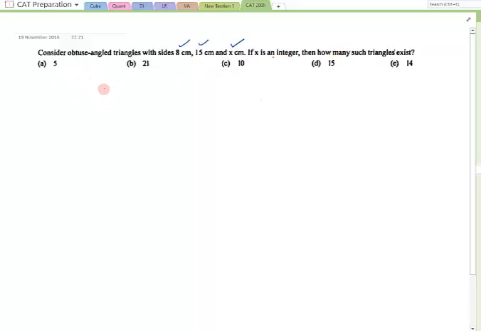So first you will have to make two cases in this kind of a question, because we do not know whether x is the largest length or 15 is the largest length. So if x is the largest length, then this angle will be obtuse. This is 8, this is 15, and this is x. And the other case can be where 15 is the largest length. So we have 8, x and 15. And you'll have to analyze both cases. So let's look at this case.